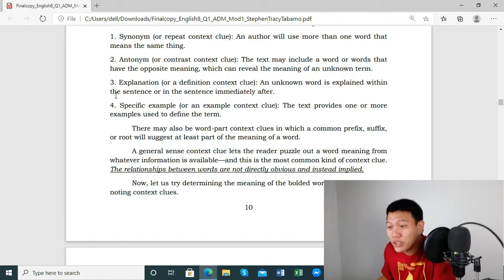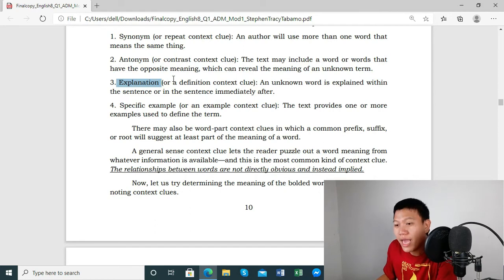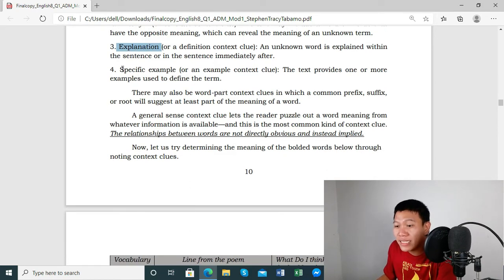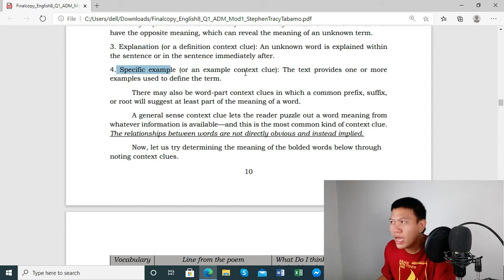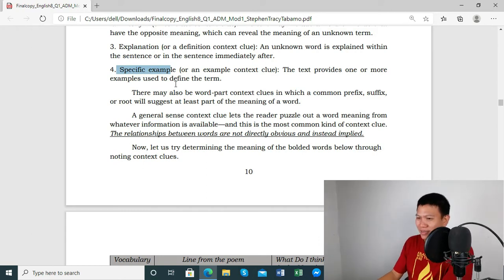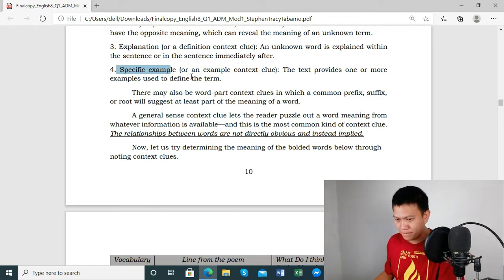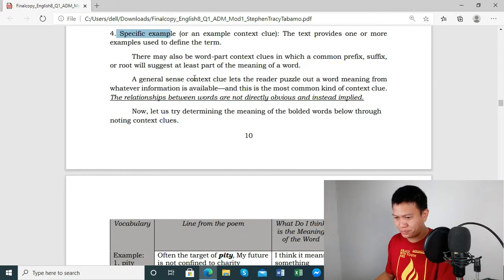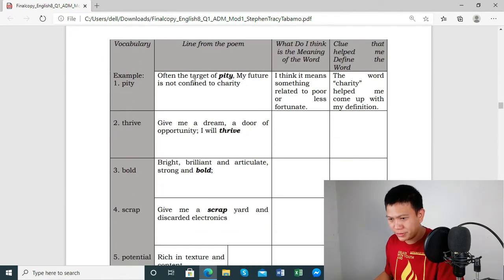Sometimes the word is also explained, so there is an explanation that follows. And finally, sometimes there is a specific example. Like for example, a giant is a humongous entity. Okay? Okay, let's move forward.